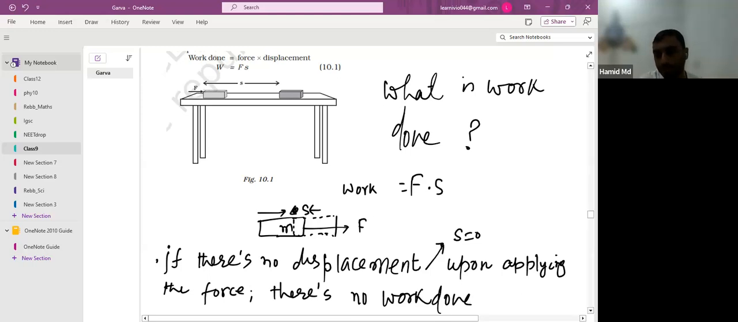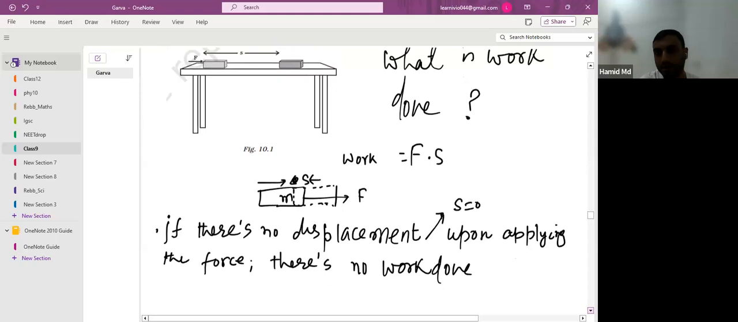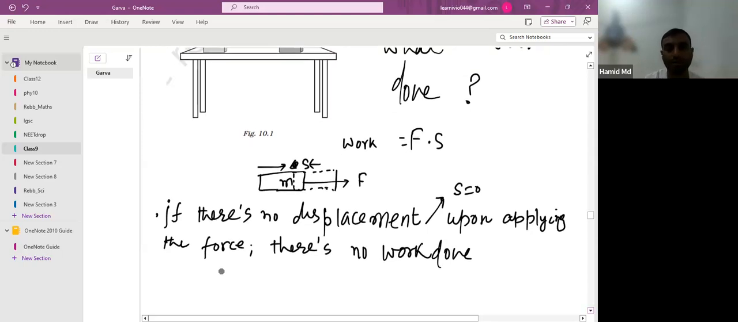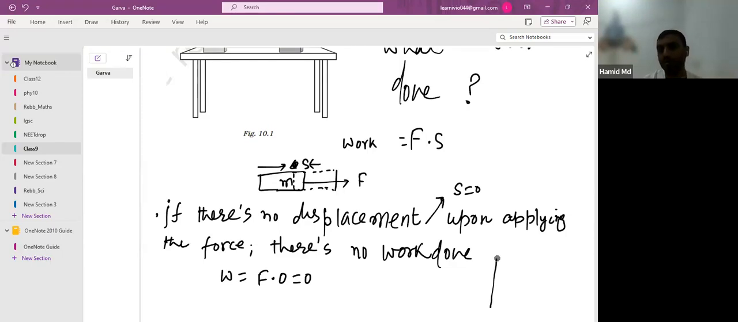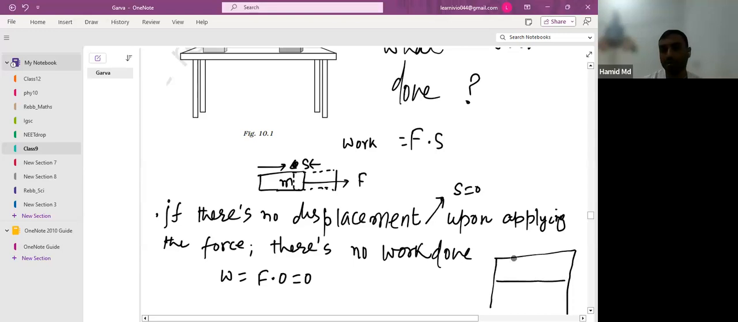So it is being said that we apply force, but displacement is 0. So it is F into 0, which is 0. It is the same as if there is a wall, and you are applying a force on the wall. So will the wall move or not?